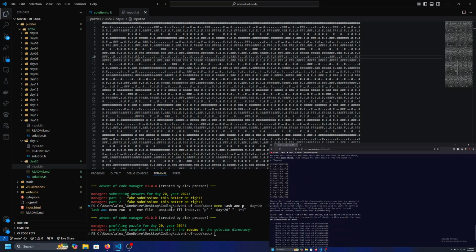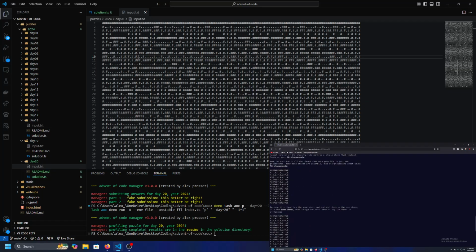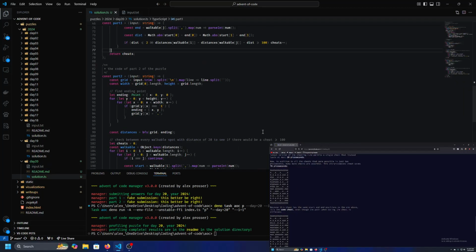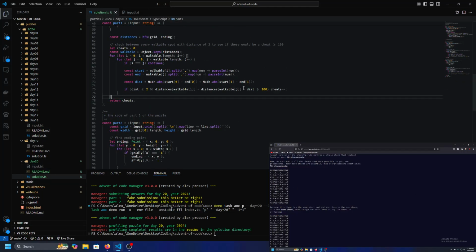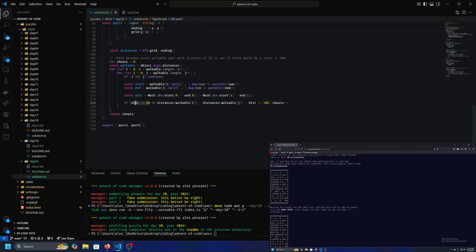So if we go to the example here, now we can essentially go straight from the start to the end without any problems, because we could skip this entire block. And like I said, because of my algorithm, it already essentially handles it for us. And so all I had to do was change the number that we're checking for from 2 to 20.